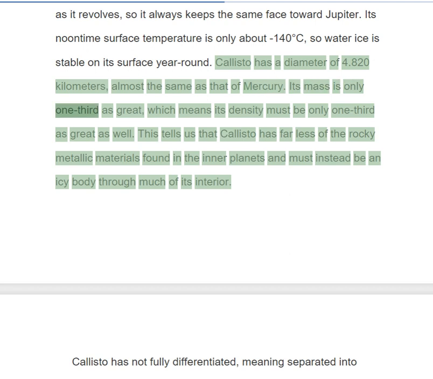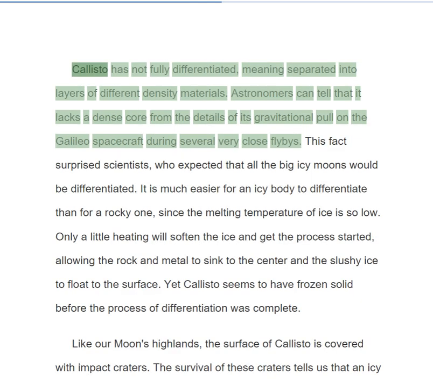Its mass is only one-third as great, which means its density must be only one-third as great as well. This tells us that Callisto has far less of the rocky metallic materials found in the inner planets and must instead be an icy body through much of its interior. Callisto has not fully differentiated, meaning separated into layers of different density materials. Astronomers can tell that it lacks a dense core from the details of its gravitational pull on the Galileo spacecraft during several very close flybys.